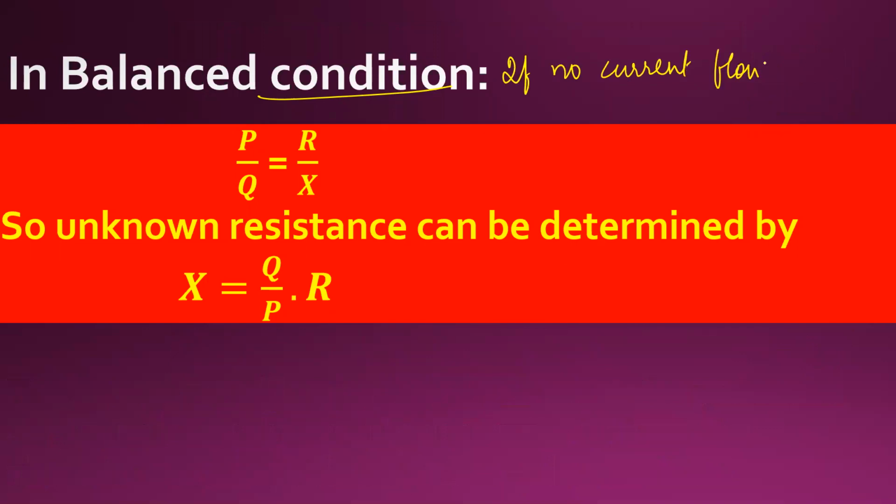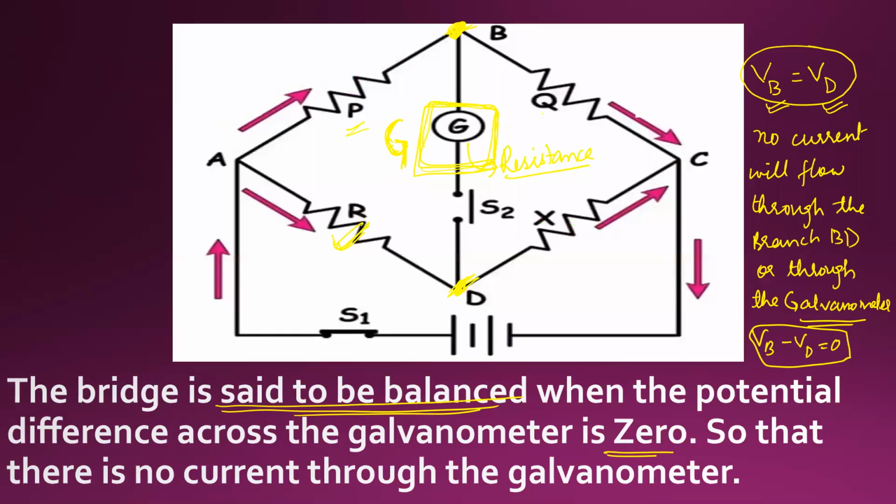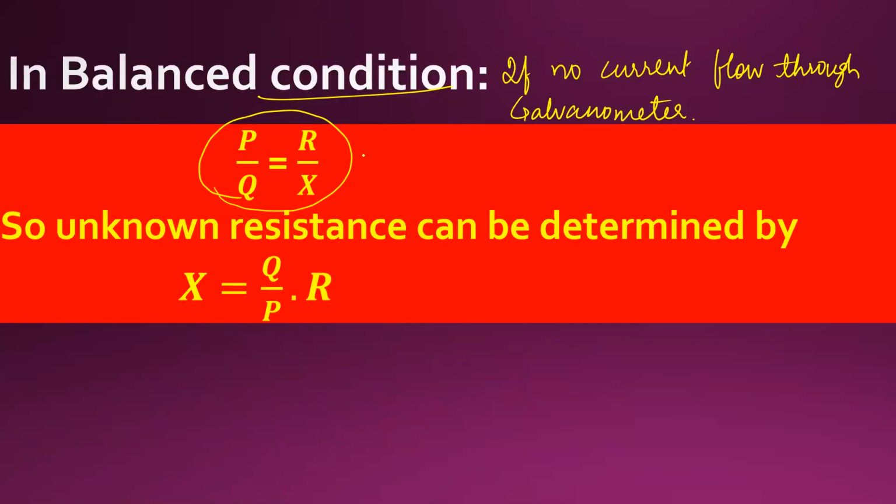if no current flows through the galvanometer, then this condition is arrived. What is this condition? The ratio of P and Q resistance will be equal to the ratio of resistances, that is R upon X. So that means P upon Q will be equal to R upon X, which can be obtained if no current flows through the galvanometer.